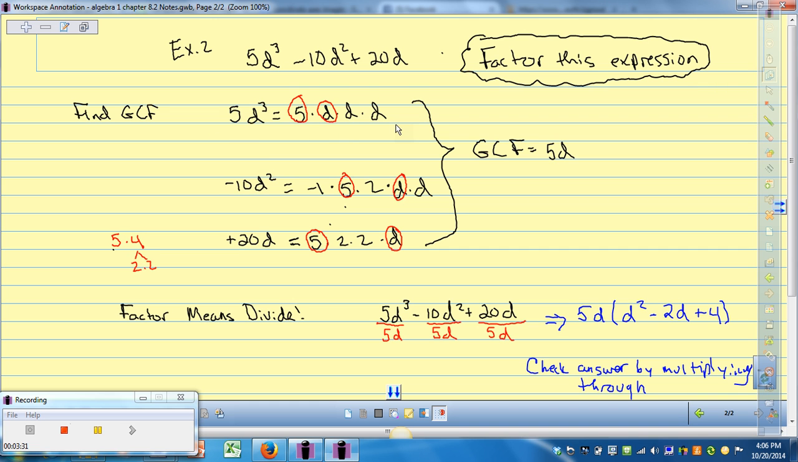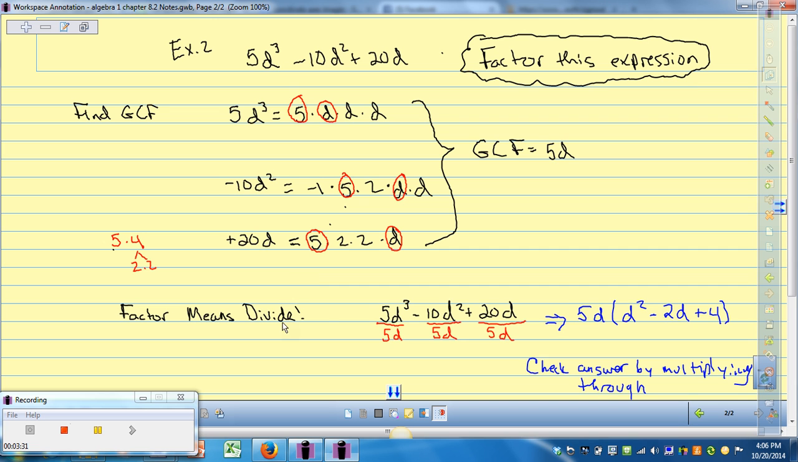Times d times d times d. I factored negative 10d squared to be negative 1 times 5 times 2 times d times d. And then positive 20d to be 5 times 2 times 2 times d. Notice that I did 5 times 4, and 4 is not prime, so I had to factor further to get 2 times 2. Now I'll circle the common factors, and I have 5d in each one of my terms, so my greatest common factor is 5d.